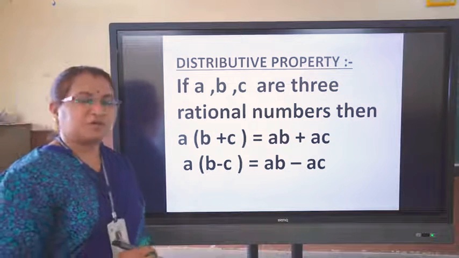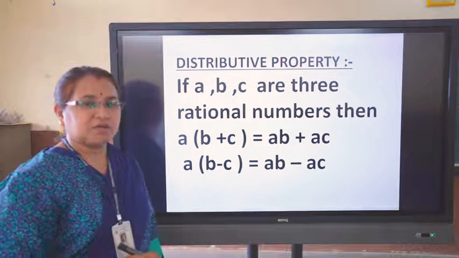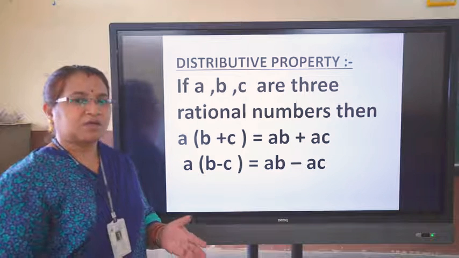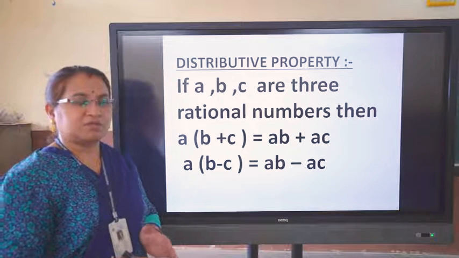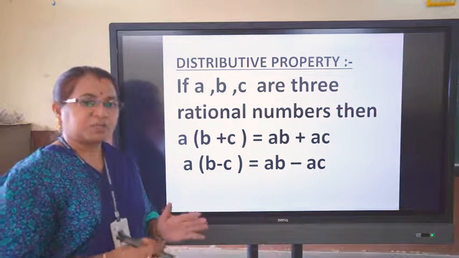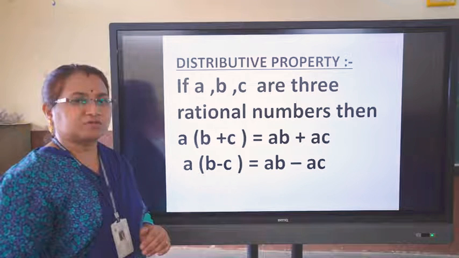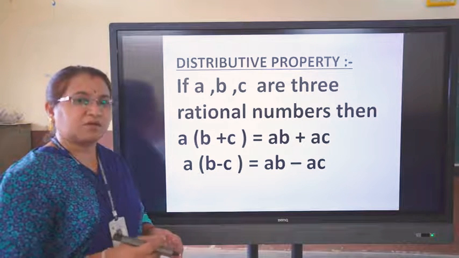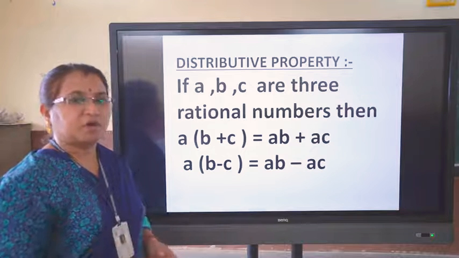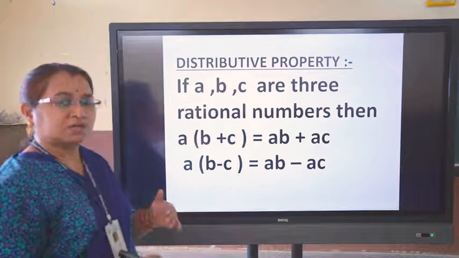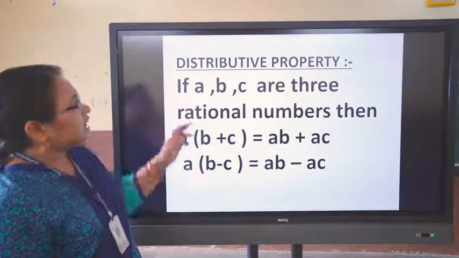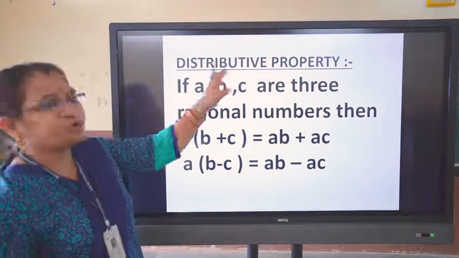So in our last video we already discussed rational numbers. What are rational numbers and the three properties we have already discussed: closure property, commutative property and associative property, and how they are satisfied or not satisfied for the different four operations. And today we will discuss some more properties, and the next one is the distributive property.